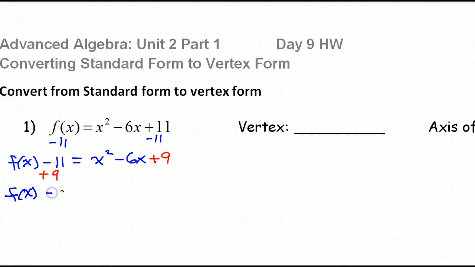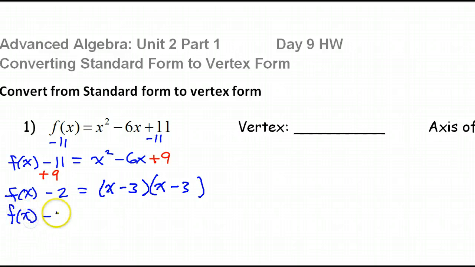Let's see, this is going to be minus 2. All right? Negative 11 plus 9 is equal to. Now, we might as well go ahead and factor this. Because we completed the square, we know that this is going to factor as the same thing twice. So this will be x minus 3. I see the minus right there. And x minus 3. So, in other words, what we have is f of x minus 2 is equal to x minus 3 squared.